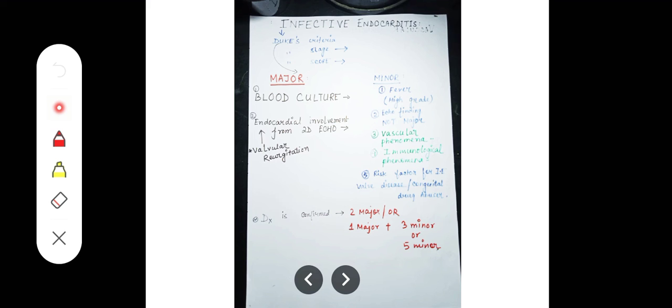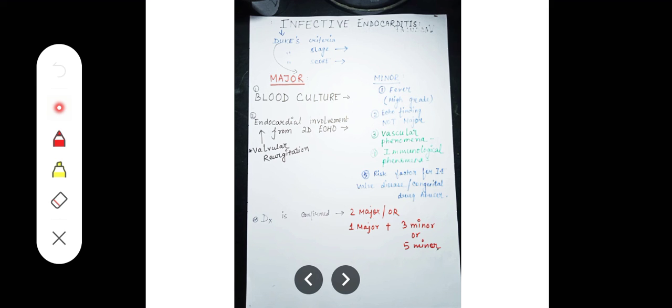Okay, now let us see the other minor criteria. So we have fever, that is a high grade fever, and in fact the most common symptom of infective endocarditis is fever. Okay, this is another straight MCQ. What is the most common symptom of infective endocarditis? They will give all these options. Answer will be fever, high grade fever, and that is included in minor criteria, not major criteria.